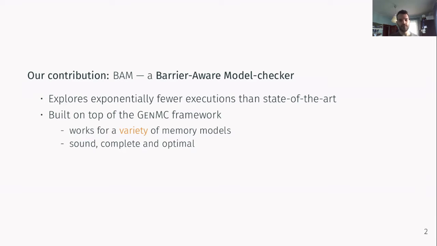BAM is a barrier-aware model checker that manages to explore exponentially fewer executions than state-of-the-art stateless model checkers for programs that use barriers. BAM is built on top of the GenMC framework, which is a framework for stateless model checking, which means that BAM works for a variety of different memory models, so not just sequential consistency, but also other memory models like C11, and BAM is also sound, complete, and optimal. Now in the rest of this talk, I'm going to briefly explain what stateless model checking is and how it verifies concurrent programs, why barriers pose a significant challenge to stateless model checkers, and how BAM surmounts these challenges.